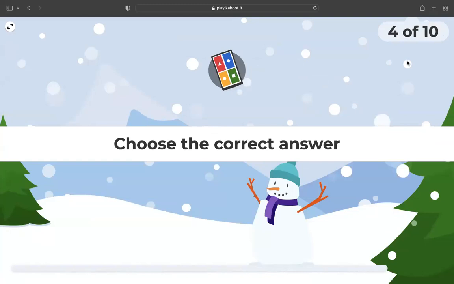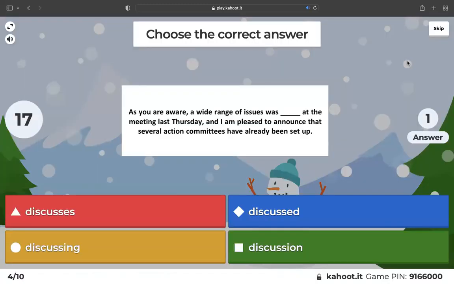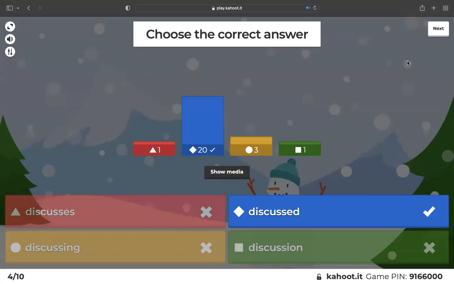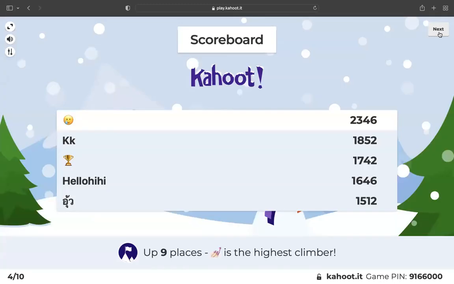Question number 4. As you're aware, a wide range of issues was discussed at the meeting last Thursday, and I am pleased to announce that several action committees have already been set up. Answer quickly, because time is up. Okay, the correct answer is the blue one, because a wide range of issues is the subject, so it is in the first part of the sentence. It will be a passive voice sentence for sure. So we will choose the blue one to complete the sentence with passive past tense. Okay, next question, please.